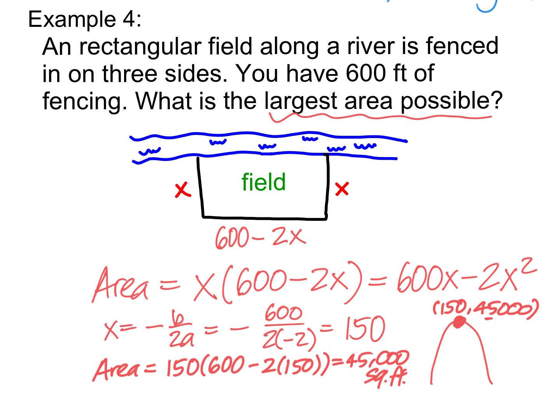45,000. Keep in mind that this 45,000 represents the largest area, because earlier we said that this parabola gives us the area. So the output of the parabola gives us the areas, and the highest output will give us the largest area. So the largest area, to answer this question, is 45,000 square feet. That's all, folks.